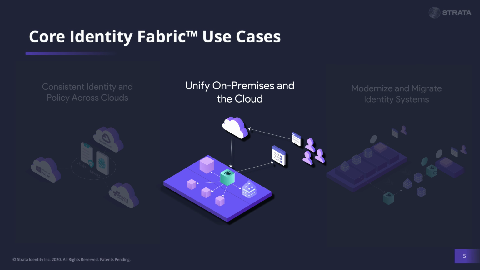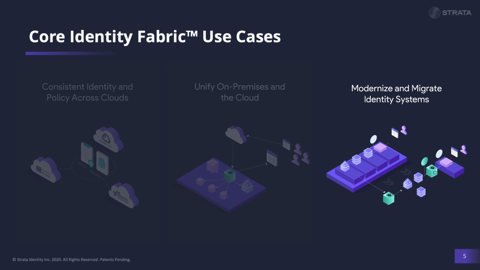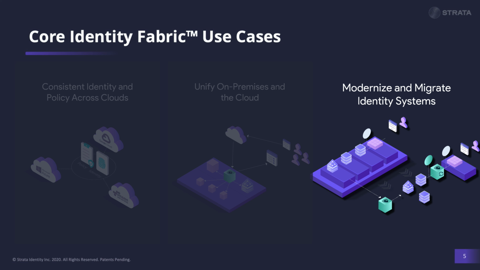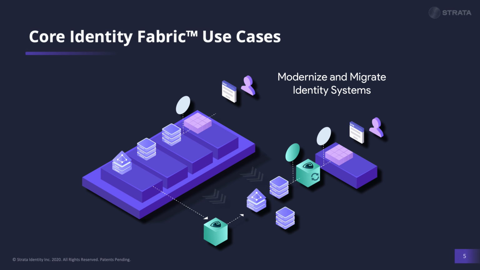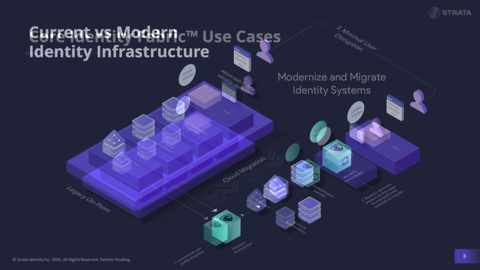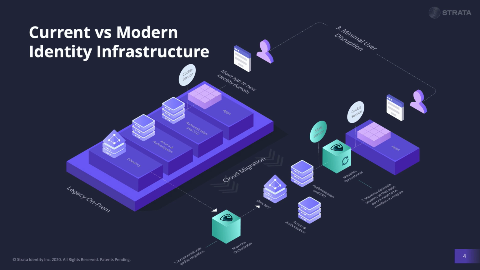You can externalize on-premises app access to cloud-based users with a hybrid zero-trust model that unifies identity across data centers and clouds, and you can automate the migration of users from legacy identity systems to modern cloud identity systems, all while your end-user experience is uninterrupted. We'll be focusing primarily on the modernization and migration use case today, but stay tuned for demos of the other use cases.